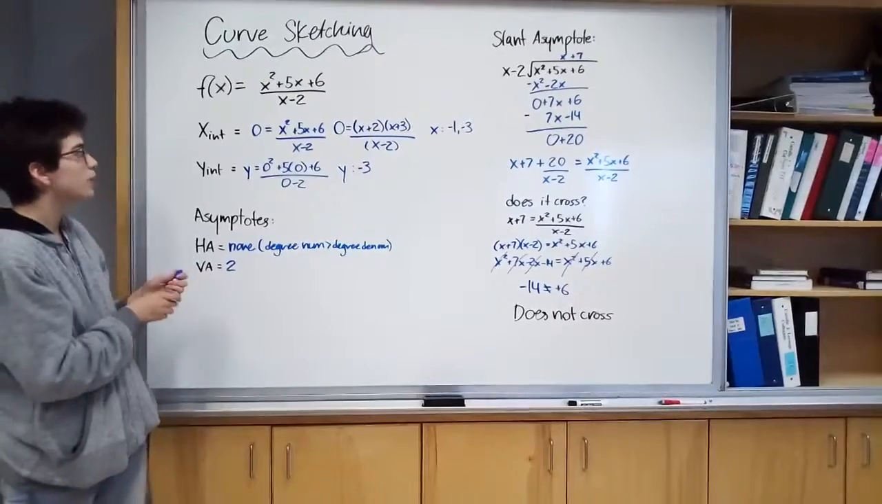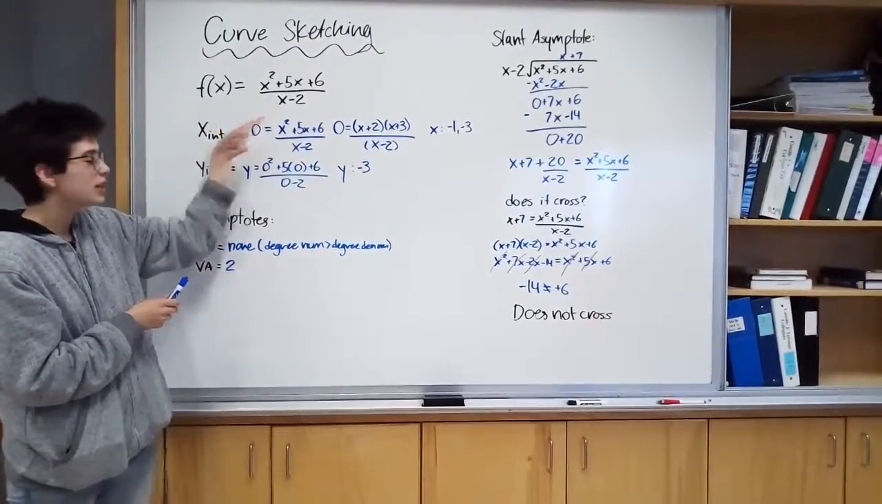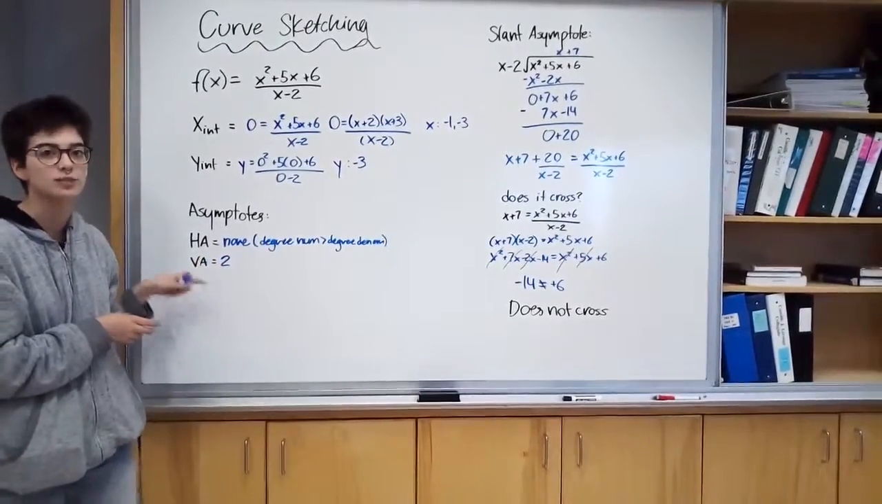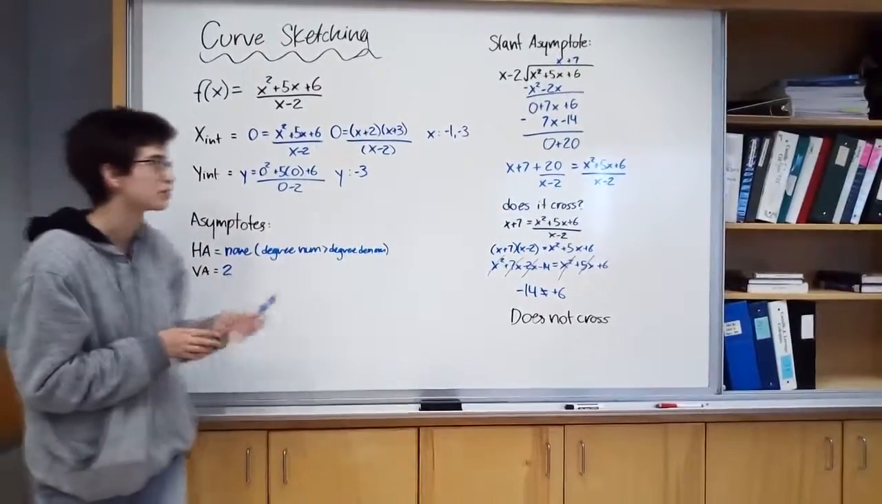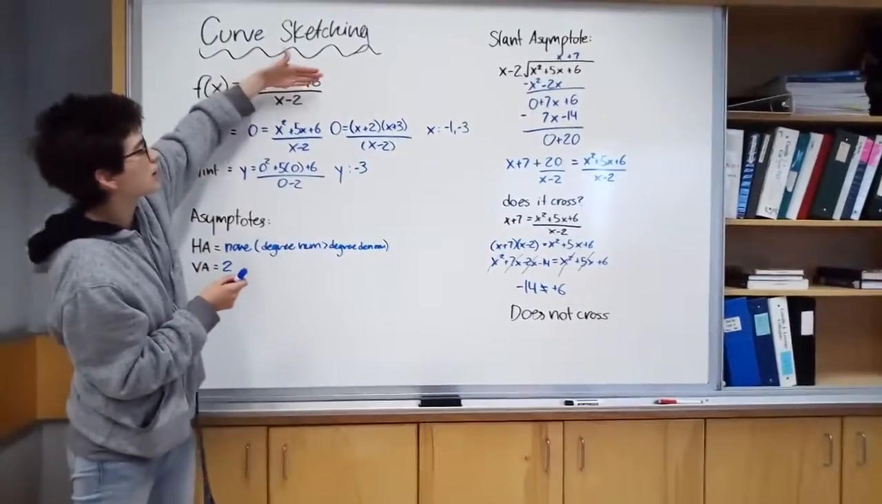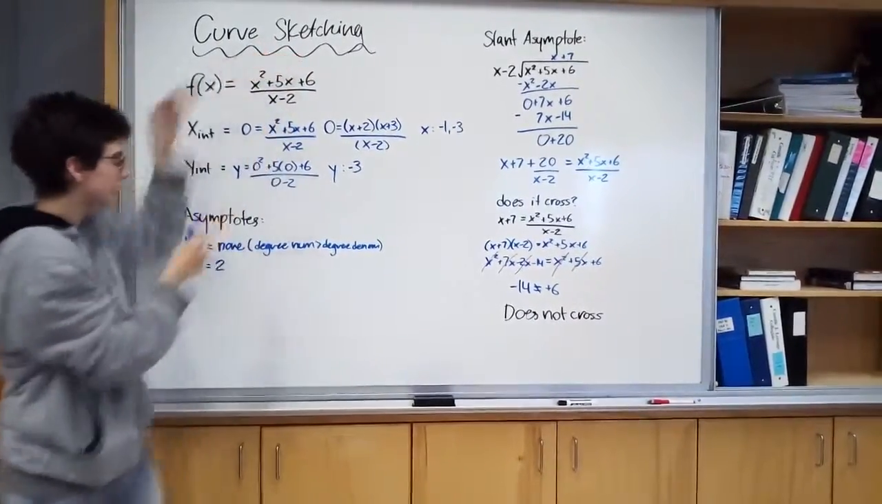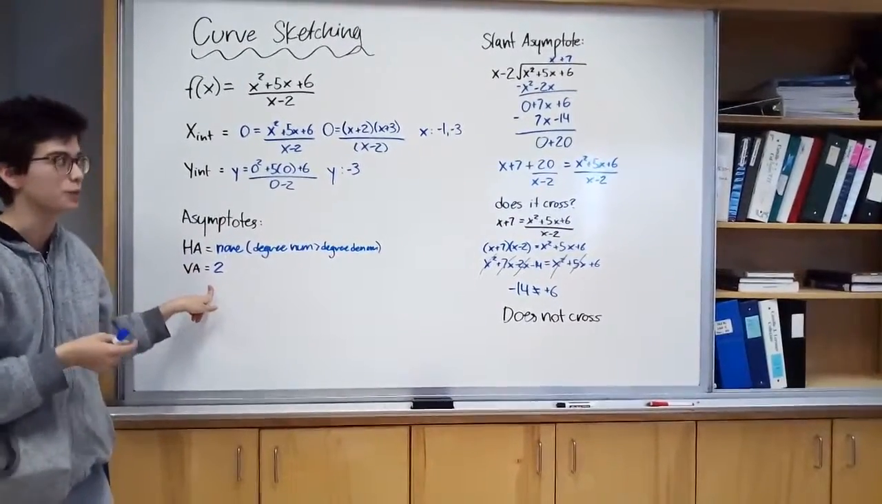In this case, we have that the degree of the numerator is greater. That means that we have no horizontal asymptote. Next up is the vertical asymptote, which is actually the simplest one, pretty much, to find out. You just look at the denominator and find if there is an x there. And we have x minus 2, which means that the vertical asymptote is just 2.